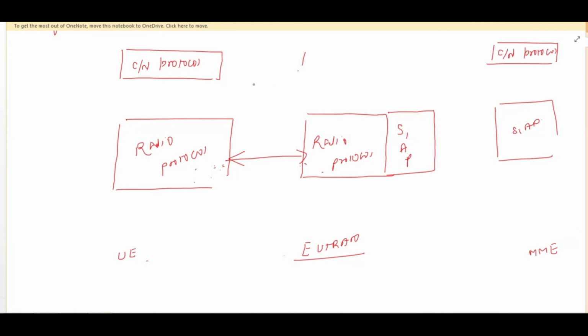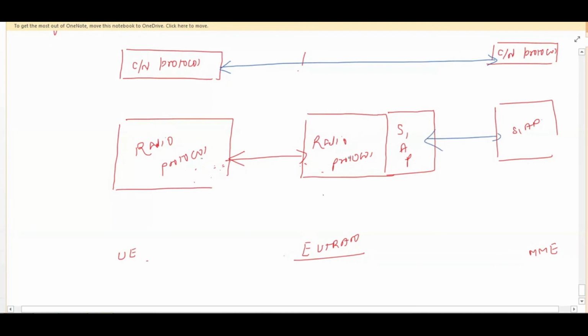Again, peer-to-peer, same protocol communicates: mobile core network with MME core network, mobile radio with EUTRAN radio, S1AP. Now see, anywhere two different devices communicate through the same protocol. But again I am repeating, in the diagram I am showing it direct, but the mobile control protocol cannot directly communicate with the MME control protocol, because between them there is the eNodeB.